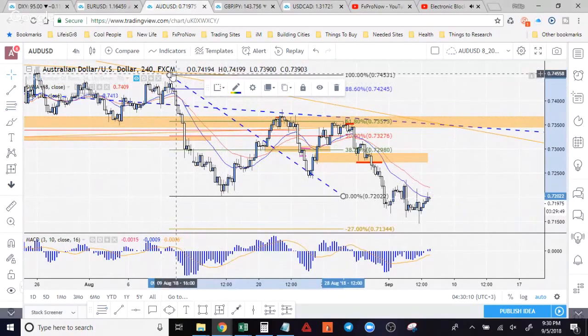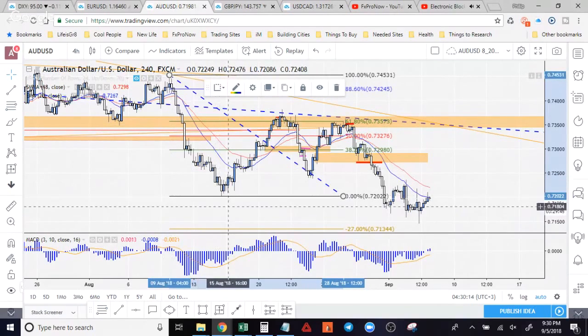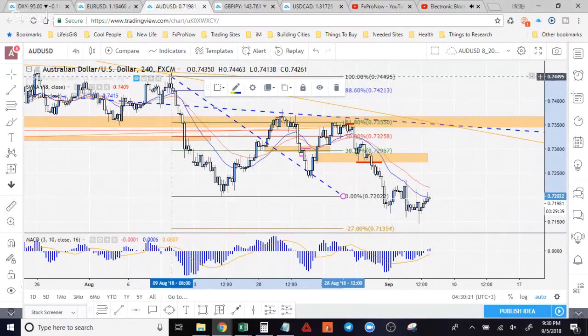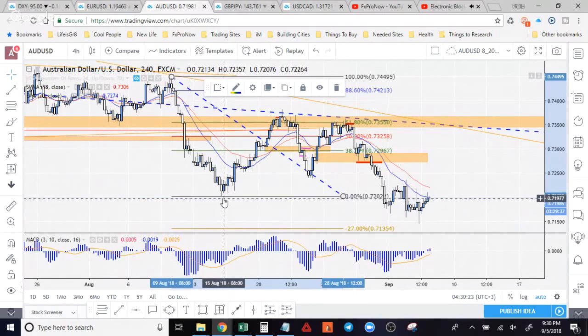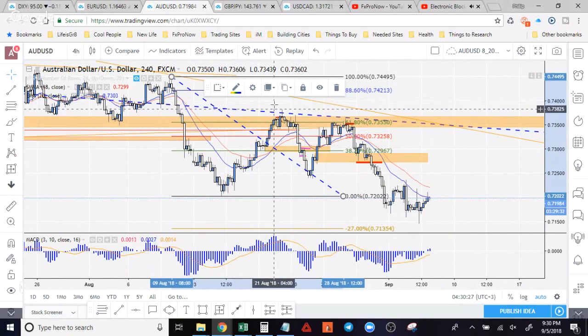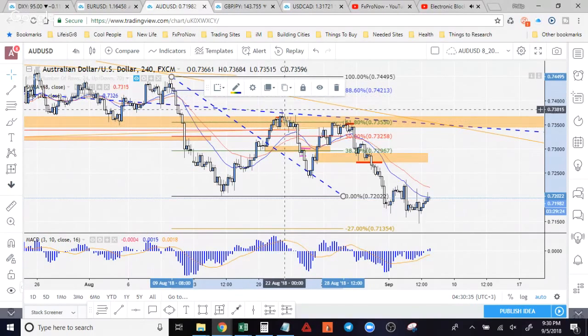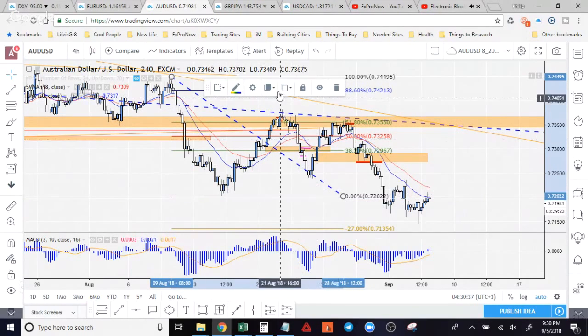When you pull out your fibs, you're going to do it from the wick to the wick. You see how price pushed down quickly. You do it from the wick of that sell candle to the wick of the last sell candle. So point A, point B, and point C is at 61.8, which is beautiful. And 61.8 is what we call a price reversal zone, and from there price reversed and continues this way to the downside.